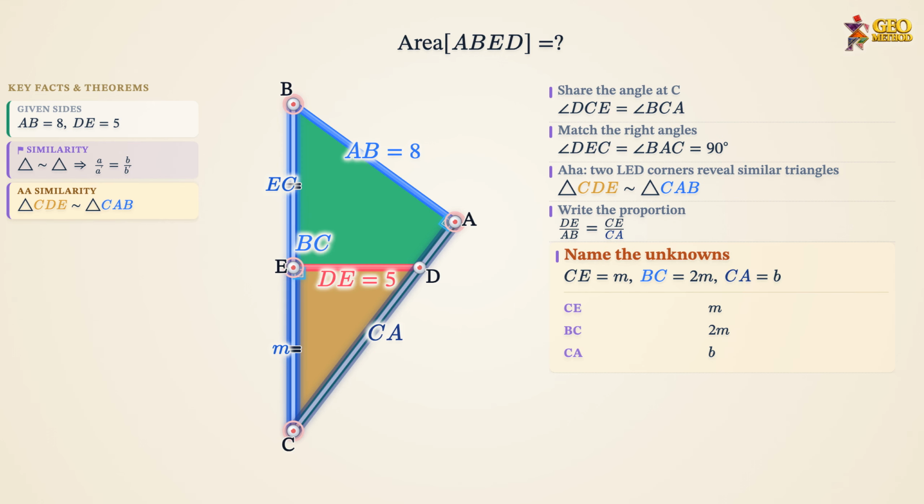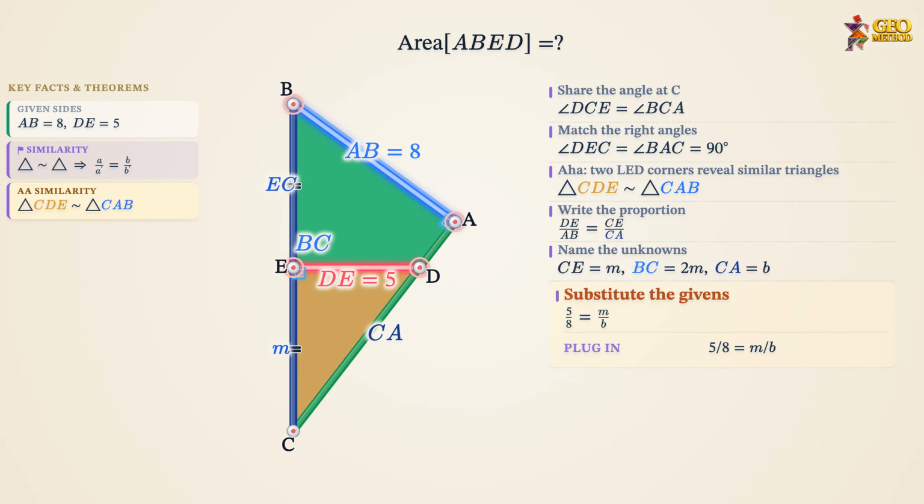Let us give the unknowns names. Call each half of the base M, so segment CE equals M, and the whole base segment BC equals 2M. And call the leg segment CA by the letter B. Now pour the known numbers into the proportion. Segment DE is 5 and segment AB is 8, so the left side is 5 over 8, while the right side is M over B. That gives 5 over 8 equals M over B.